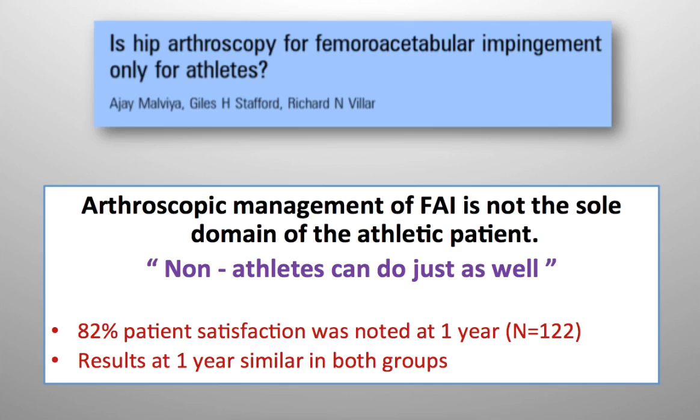Historically, before the last 10 or 15 years, it was mainly used for the athletic population. This study from Malavia and group had looked at nearly 122 patients, and what they found was even non-athletes did well at a yearly follow-up with good results in both the groups. So it's getting more and more common, not only for the athletic but also for the active individual who is unable to progress because of his hip dysfunction.